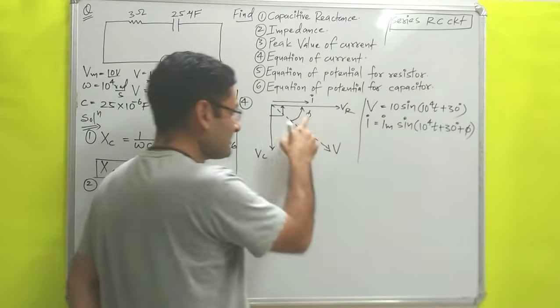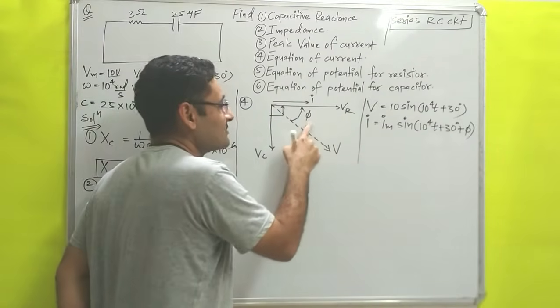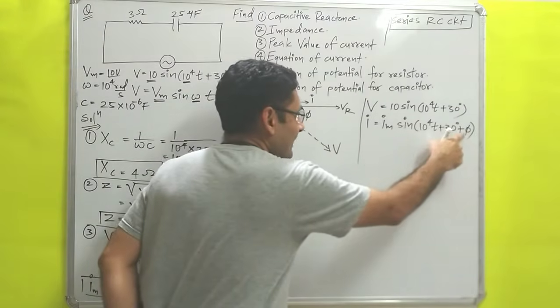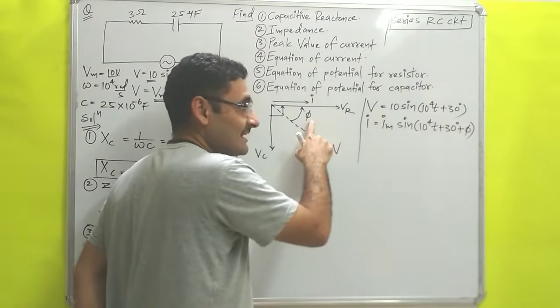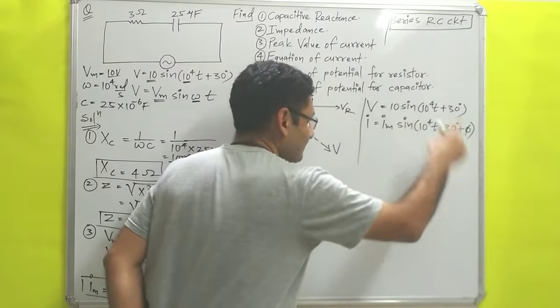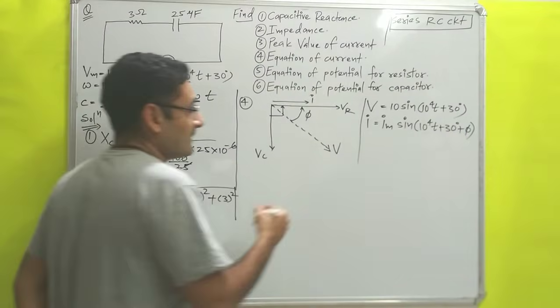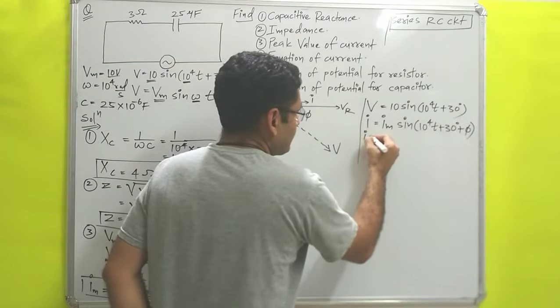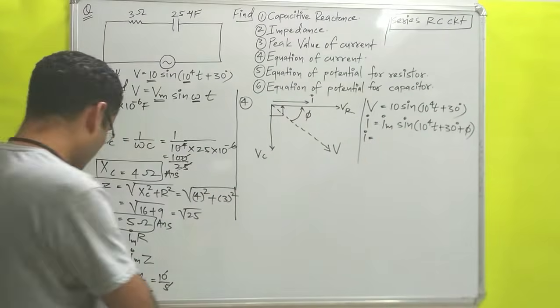ओके, दैट मीन्स करंट आगे चल रहा है, कितना आगे चल रहा है? पोटेंशियल से फाई जितना आगे चल रहा है। तो फाई जितना आगे चल रहा है, करंट का फेज कैसा है? ज्यादा है पोटेंशियल से। कितना ज्यादा है? फाई जितना ज्यादा है। ठीक है, अच्छा, now I is equals to Im, maximum value of current is how much?